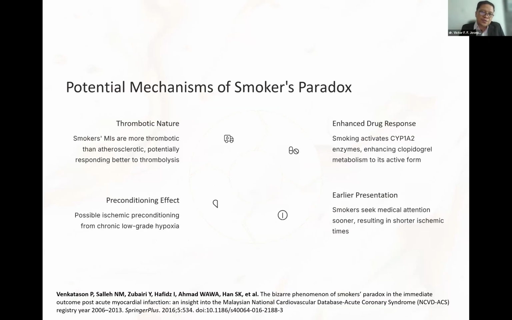Potential mechanisms of the smokers' paradox. Thrombotic nature: we found that smokers' MIs are more thrombotic than atherosclerotic, so they potentially respond better to thrombolysis. How about the preconditioning effect? Possible ischemic preconditioning from chronic low-grade hypoxia. Enhanced drug response: smoking activates CYP1A2 enzymes, enhancing clopidogrel metabolism to its active form. And earlier presentation: smokers seek medical attention sooner, resulting in shorter ischemic times.